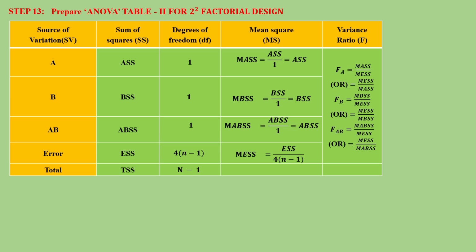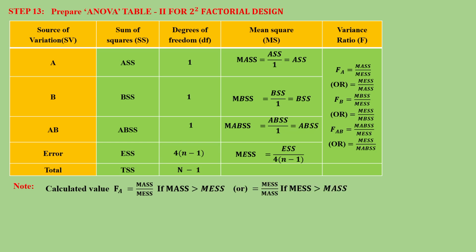So I am taking capital letters here. Sum of squares: ASS, BSS, ABSS, ESS, then total sum of squares. Then degrees of freedom for error 4 into n minus 1, remaining all 1, right? Then mean sum of squares, right? Then find with respect to A the ratio F, with respect to B the ratio F, and with respect to AB the ratio F.